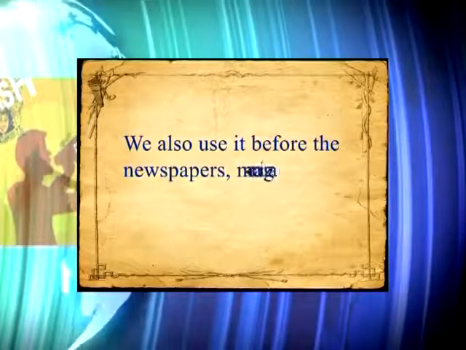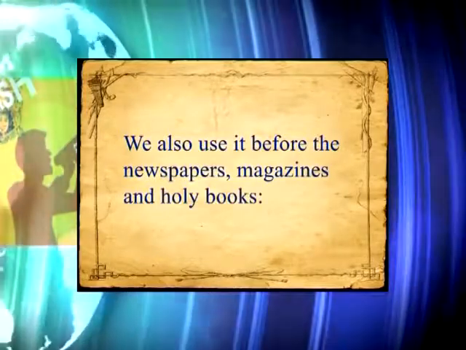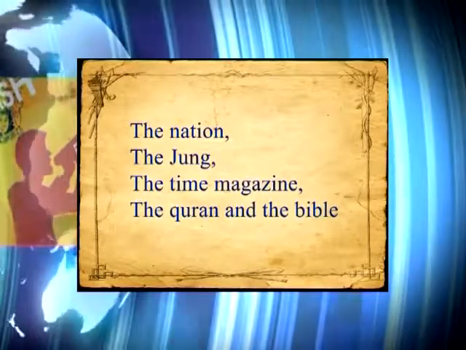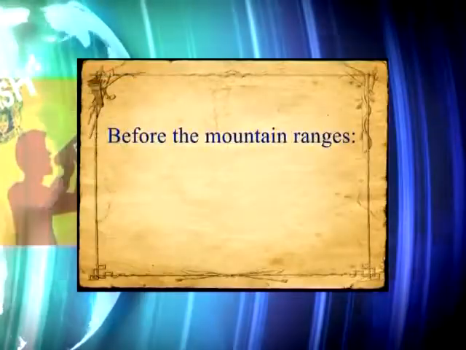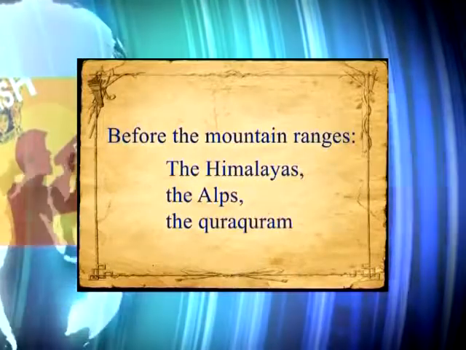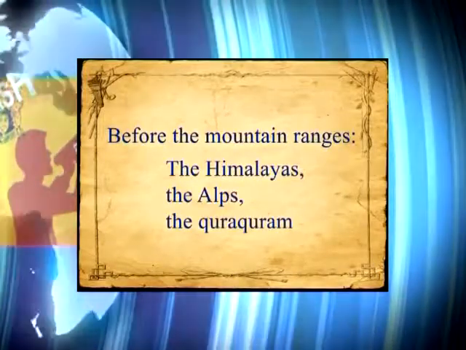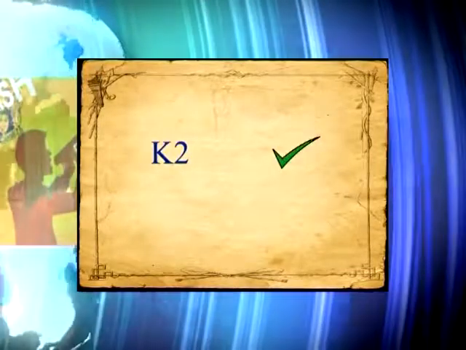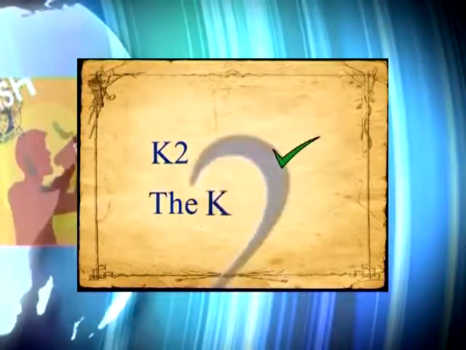After this, we also use the before newspapers, magazines, and holy books: the Nation, the Jung newspapers, the Time magazine, the Quran, and the Bible. So we use the before these important books, newspapers and magazines. We also use the before mountain ranges. For example, the Himalayas, the Alps, and the Karakoram. But we don't use it with single mountain peaks. For example, if you say the K2, you'll be wrong. Or the Mount Everest, that is wrong. It would be K2 and not the K2.